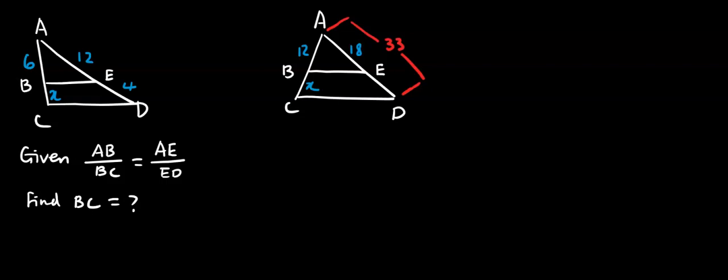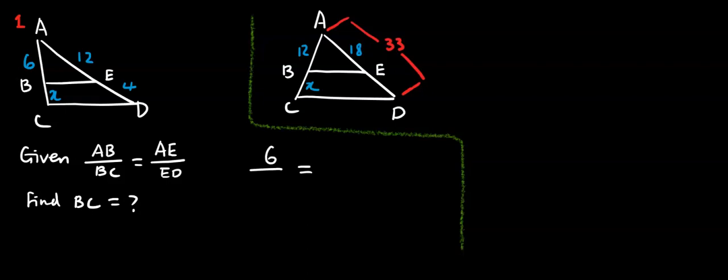Welcome to this practice. We're going to use the given information to find the missing length of BC. The first question says, given AB to BC equals AE to ED. All right, let's plug in what we have. I'm going to use the space here. AB is 6. BC, we don't know. We say that's X. AE is 12. And ED is 4.